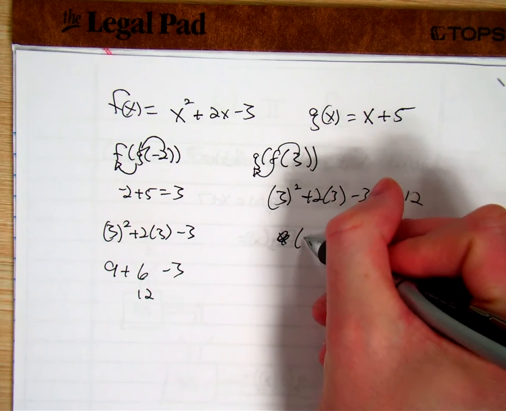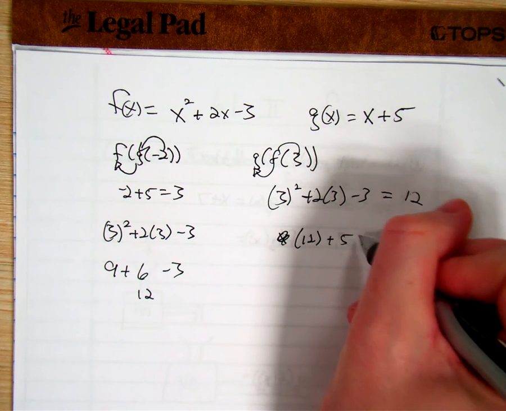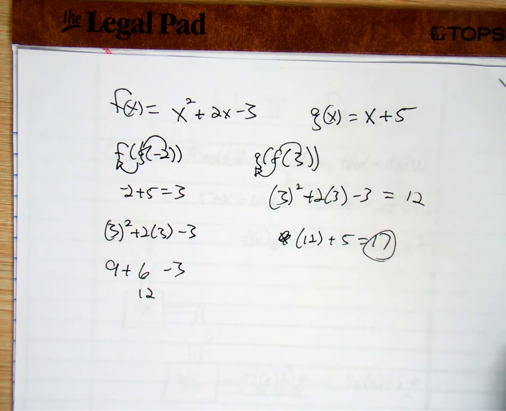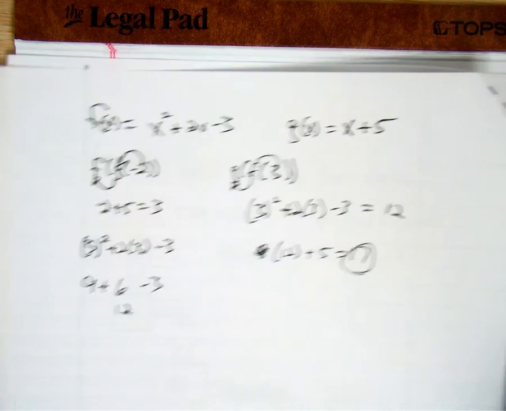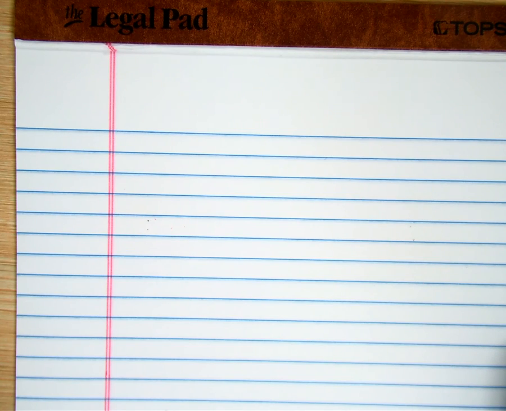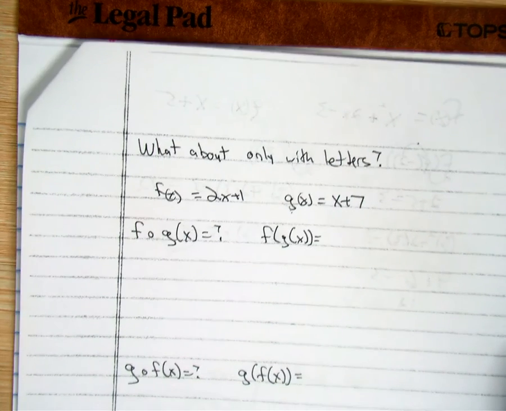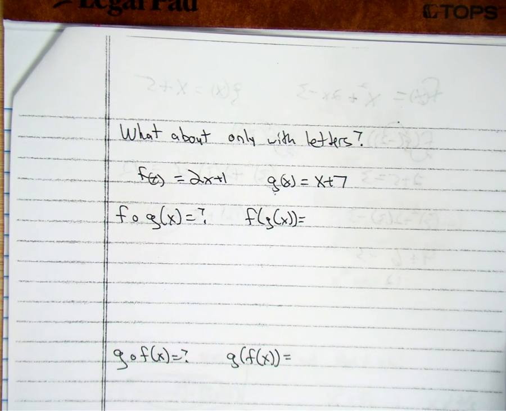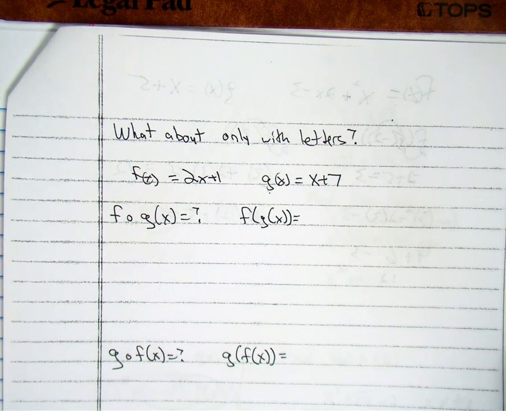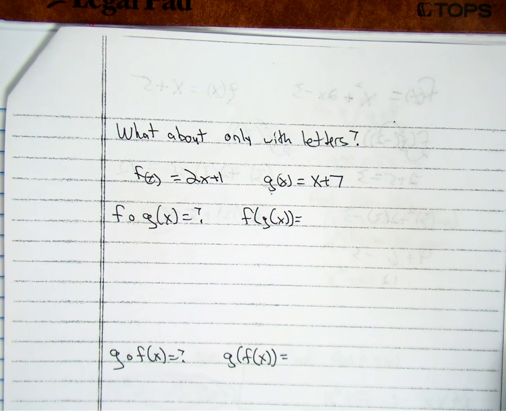It's not x, it's 12 plus 5. We got 17 there. All right. That's enough practice with numbers. Let's take the next step. What about only letters? F of g, g of f with no numbers, just letters.